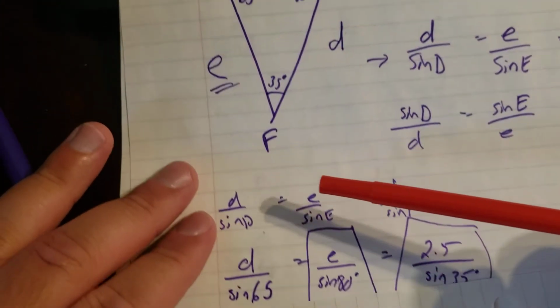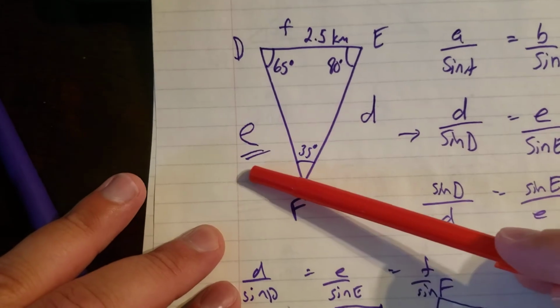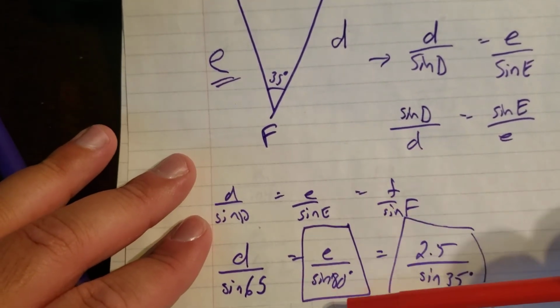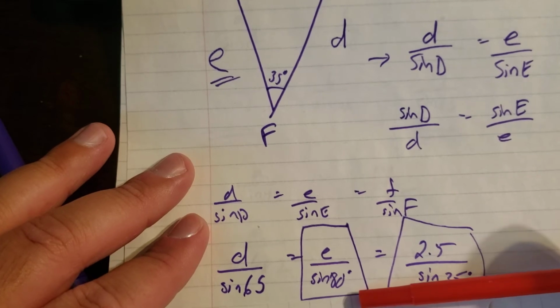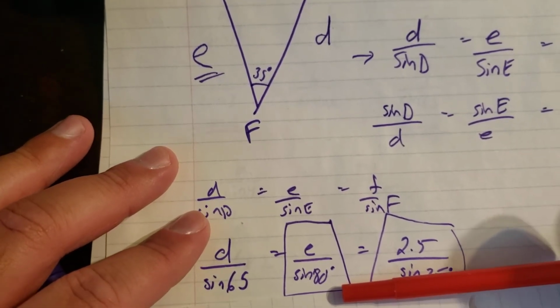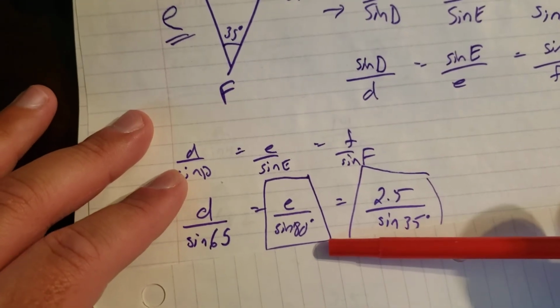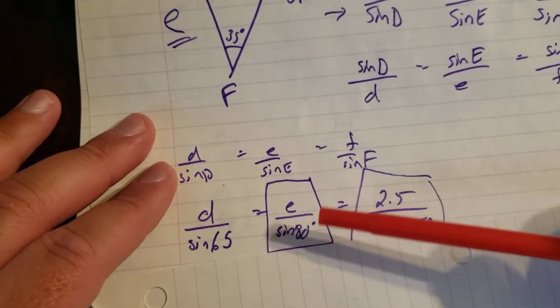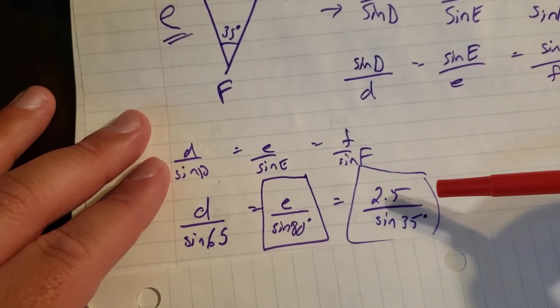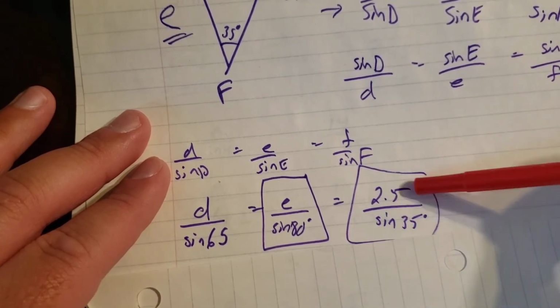In the problem, I'm trying to find out what lowercase e is. So that means I have to use this fraction here. I have to use the fraction that has what I want to find. Makes sense? I can't find it if I don't use the fraction that has it. The other fraction that I use has to have the numerator and the denominator, where I know both of the numbers, which would be this one right here.